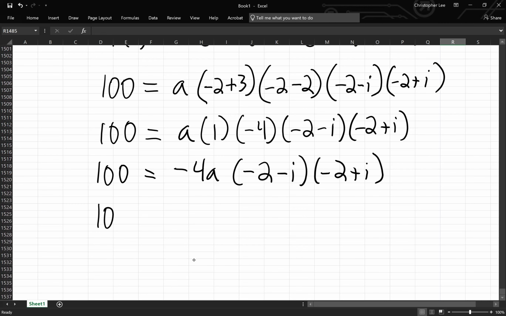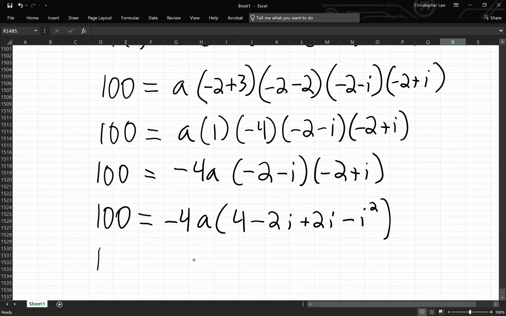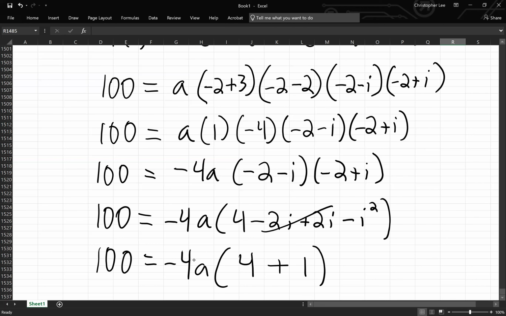So foiling it, 100 is equal to negative 4a times this, which is going to be 4 minus 2i plus 2i, and then minus i squared. Somebody help me, what's i squared again? Negative 1. Very good. Don't worry, it's on your formula sheet. So this is going to be 4, this cancels out, plus 1. Perfect, because i squared we said was negative 1.